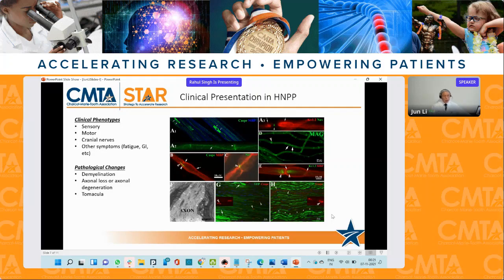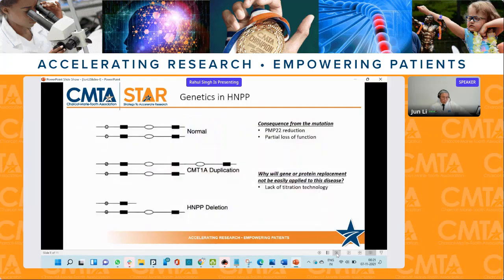Okay. And there are also some patients who lost the axons, particularly toward the later stage. Both demyelination and axon degeneration did not happen until the later stage, and tomacula happen at the younger age. But what we find is there's a lot of pathology that can happen very early, and that was not discovered until recent years by our laboratory. Next slide.